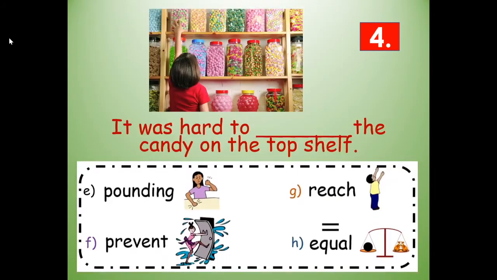Number 4, it was hard to blank the candy on the top shelf. It was hard to pounding the candy on the top shelf. Whoops, I already gave it to you. It was hard to prevent the candy on the top shelf. It was hard to reach the candy on the top shelf, or it was hard to equal the candy on the top shelf. Well, if you noticed, I accidentally gave you the answer early. It was hard to reach, R-E-A-C-H. It was hard to reach the candy on the top shelf. Reach.